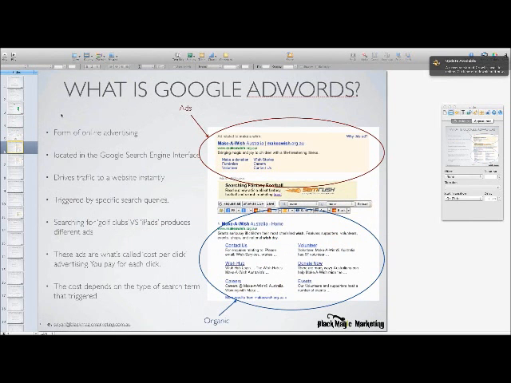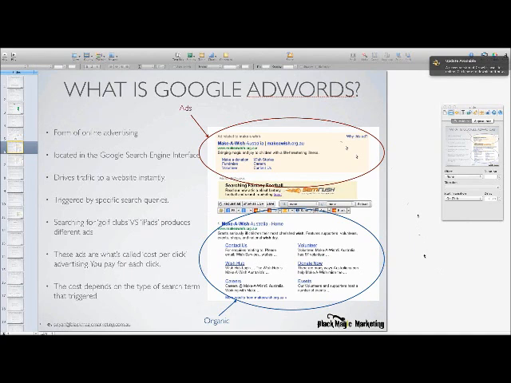So what is Google AdWords? It's a form of online advertising. It's located within the Google search engine interface, and people who are on this webinar now, all of you would have seen an AdWords ad at some stage. They sit on top of the searches, as you can see here. This is an ad. It's in the yellow box.